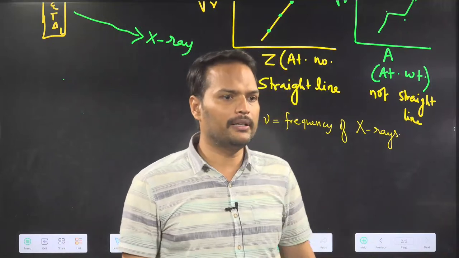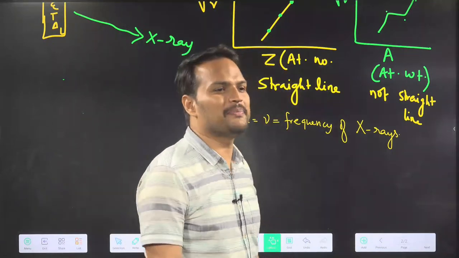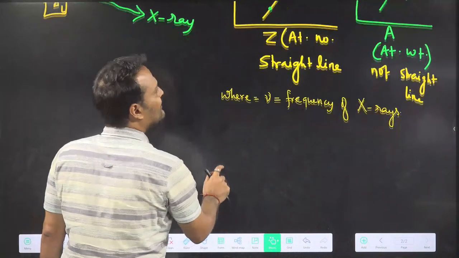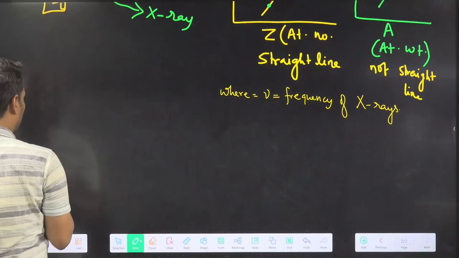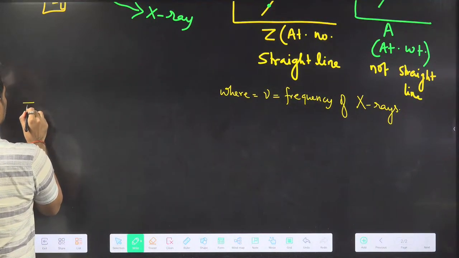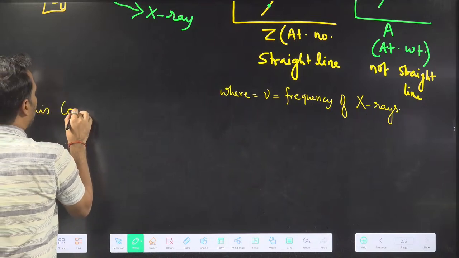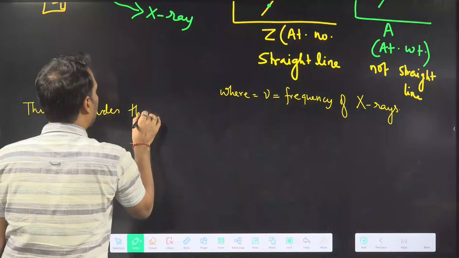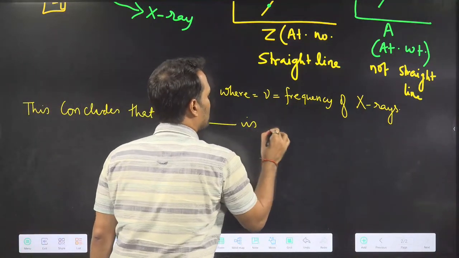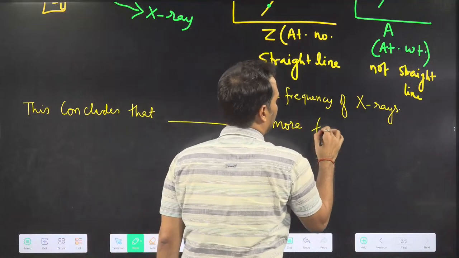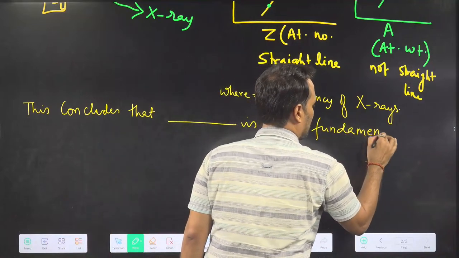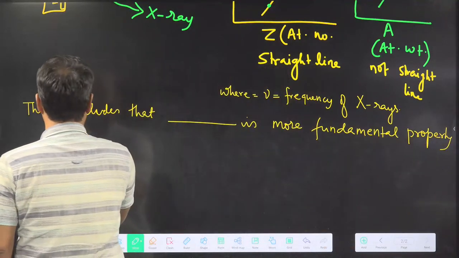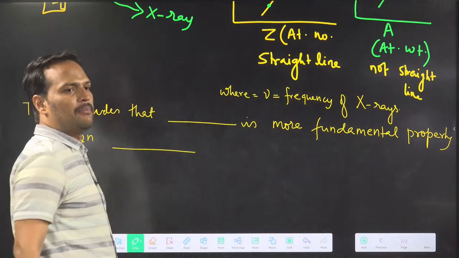But now what happened? Preeti is trying to write that equation. Is that correct, Preeti? Okay. So from here we conclude. This concludes that, what does it conclude? Tell me. This concludes that dash is more fundamental property than dash. Fill in the blanks.